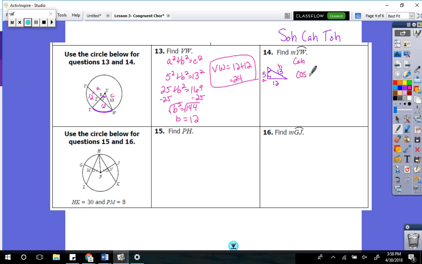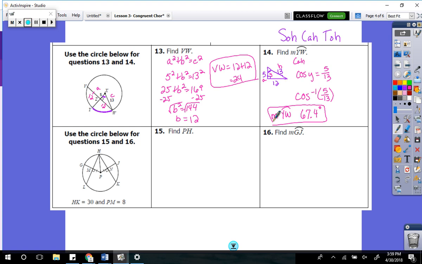So the cosine of y, and we can call this y here, is equal to 5 over 13. What we do is we go cosine inverse, remember that button on your calculator, 5 over 13. So we know that it's going to be 67.4 degrees. So the measure of arc YW is that, because that was the measure of that angle. I do suggest that you redraw this out separately. It will help you to find it.